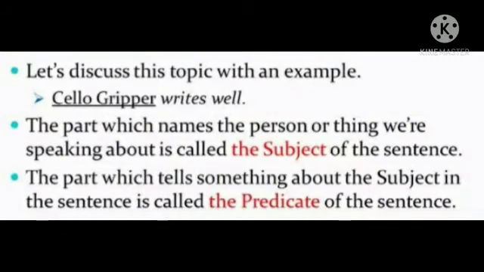Dear children, I would like to give you more examples so that you can understand more clearly. Now, "Your shallow gripper writes well." Here "your shallow gripper" is the subject. Why? The part which names the person or thing we are speaking about is called the subject of the sentence. And "writes well" is the predicate, because the part which tells something about the subject in the sentence is called the predicate of the sentence.